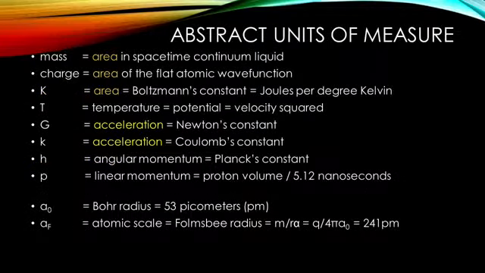And there's abstract units of measure. At the top we see three types of area: mass, charge, and Boltzmann's constant. Temperature is a potential, which is velocity squared. Generally, it's the velocity of electrons and the velocities of ions. And so these velocities are not the same as the wave function velocity, though. So there's two types of velocity I'll be discussing here in the next 10 minutes.